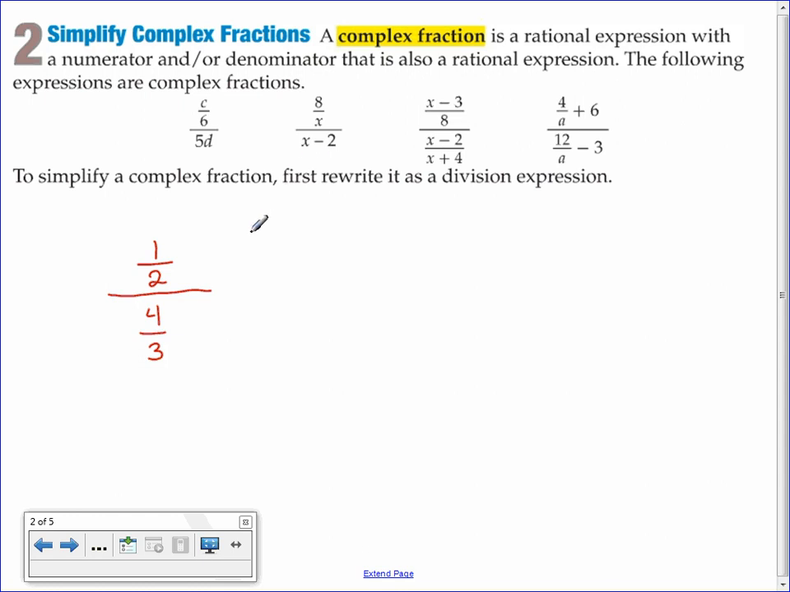Alright, it's real simple. The way you handle any complex fraction is first of all translate it into the division problem that it really is: top divided by bottom. Once you've done that, fall back on what you know about fractions, change to multiplication and write the reciprocal of your second fraction, and then it's just a matter of multiplying the two together. Once you remember that, the complex fractions don't seem quite as difficult.